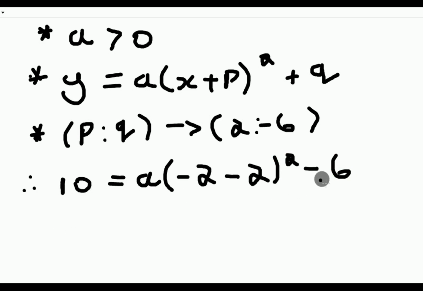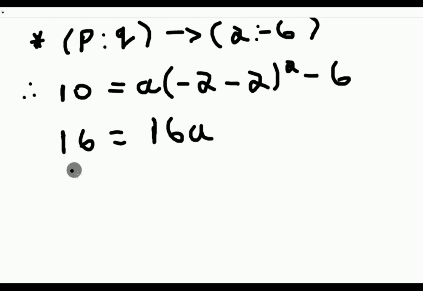We are going to take the 6 to the other side, so it's going to give us 16. So 16 is equal to a times minus 2 minus 2, which is going to give us minus 4. All squared is going to give us 16, so it's 16a. We're going to divide both sides by 16, so it's going to give us a is equal to 1. So that's the value of a.